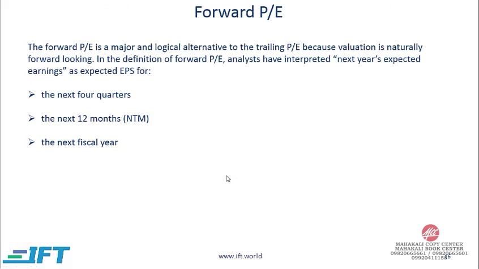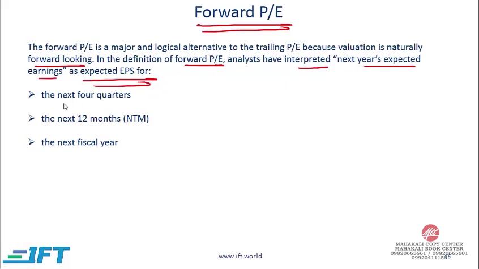We've talked about the trailing PE. Now let's come to the forward PE ratio. The forward PE is a major and logical alternative to the trailing PE because valuation is naturally forward-looking. In the definition of forward PE, analysts must interpret next year's expected earnings as EPS for either the next 4 quarters or the next 12 months or the next fiscal year. The point being that just because you are given a forward PE number doesn't mean you know exactly what the definition of forward is. So when you are presenting a forward PE, you need to clearly explain what is meant by forward. Is it the next 4 quarters, the next 12 months, or the next fiscal year?